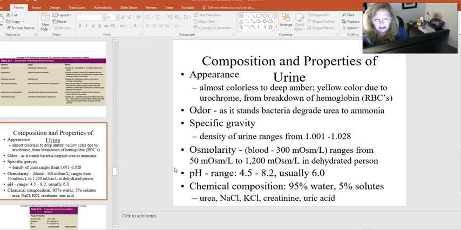So, we've talked about CBCs, complete blood counts. There are chemistry panels that can be done on blood plasma and blood serum, the serum part of plasma.